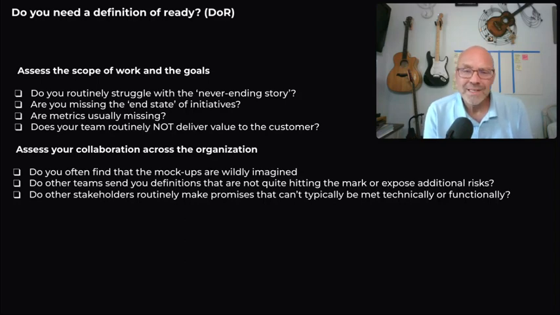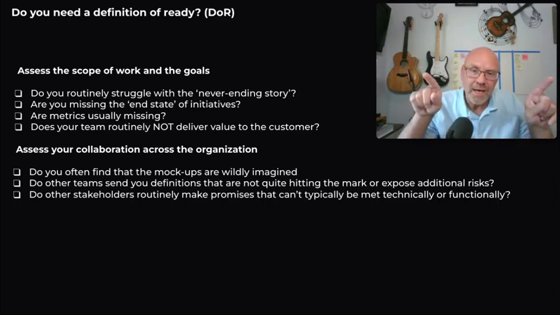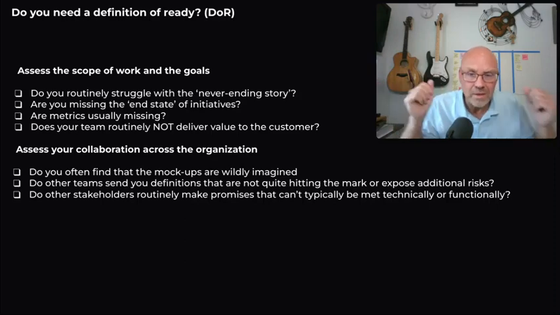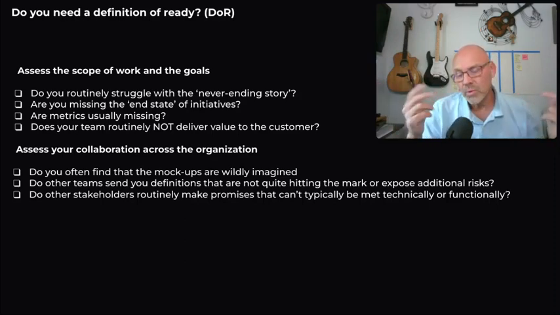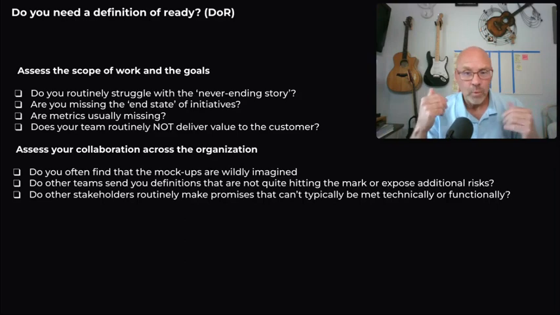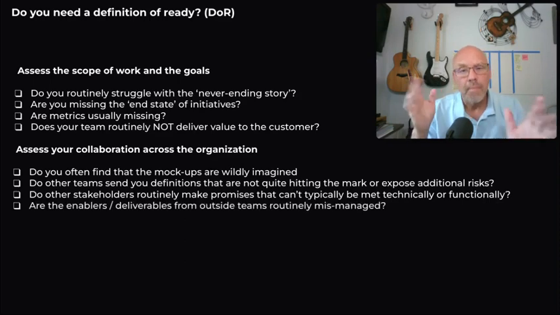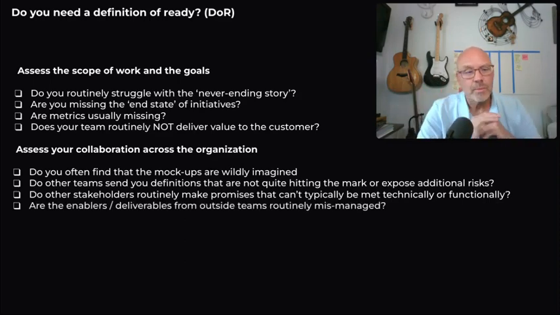So, if we're routinely making promises up and out, that's what I call it, up and out. We're going up the channel, and then we're going outside of our channel to communicate and socialize these things. If that's what we're doing routinely and we're making those promises, then all we're doing is setting ourselves up for failure, team. Okay, we can't do that to each other. We might be able to look at a definition of ready to help us with that.